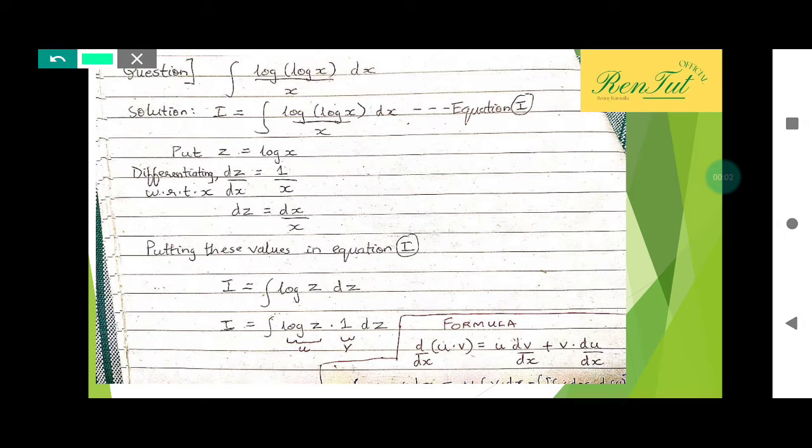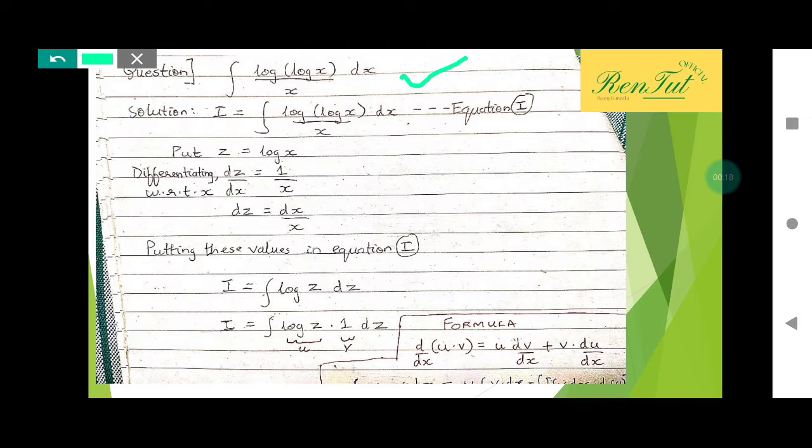We will be starting a new question. The question is like this: integration of log x, log and in bracket log x, divided by x dx.